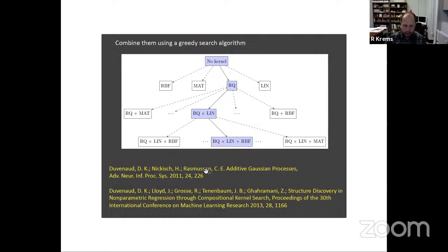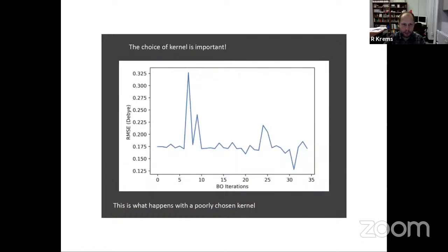Okay, so the algorithm is due to these people here. So they used it for structure discovery, basically for pattern recognition and things like that. And we've adapted it to physics problems. Let me illustrate to you how this works, and then we're gonna.